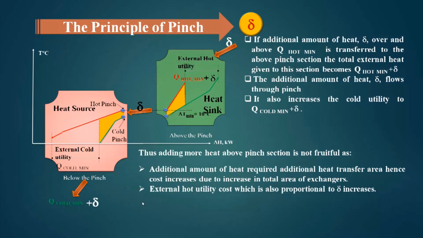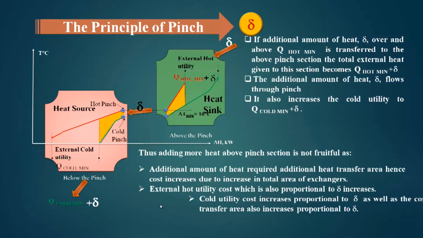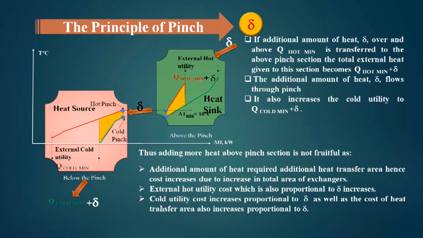So, external hot utility cost, which is also proportional to delta, increases. The cold utility cost increases proportional to delta, as well as the cost of heat transfer area also increases proportional to delta. Now, if I am adding a delta value here, it goes through this and ends up here.